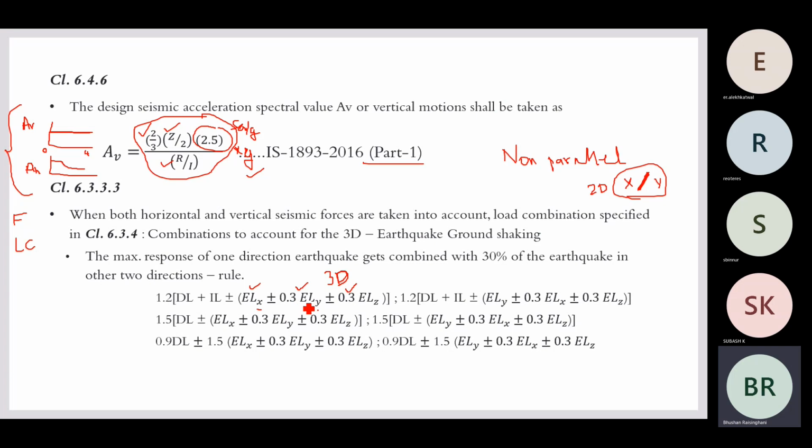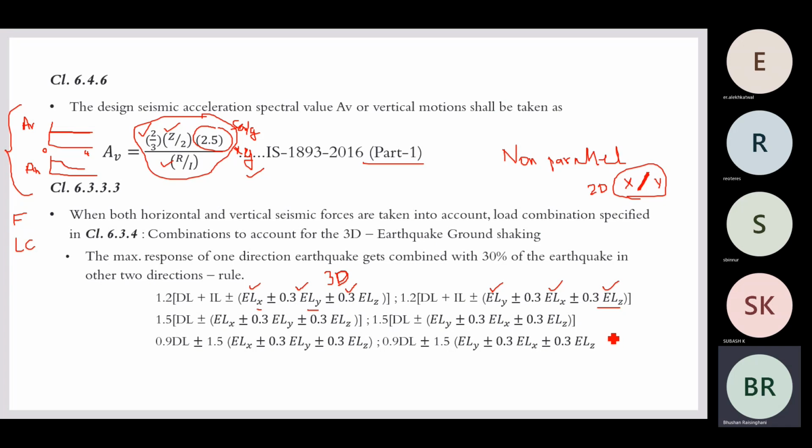So plus or minus 30% Y, plus or minus 30% Z. So this is for earthquake that is happening in the X direction. Similarly, 100% in Y, 30% in X, and 30% in Z, plus and minus. So all these load cases you have to add, okay, whenever we are doing the vertical earthquake. So how will it happen?